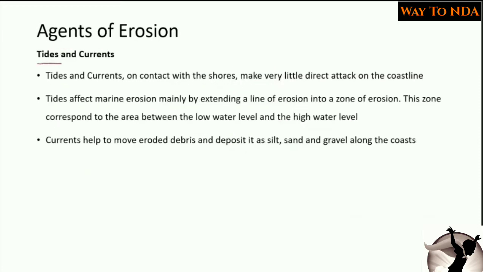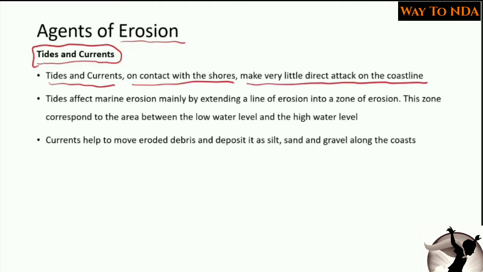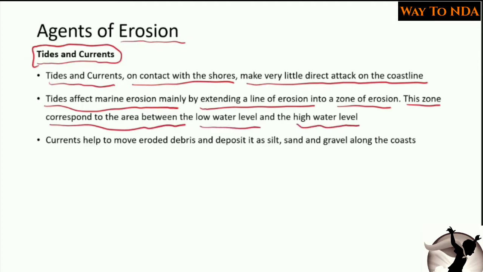Then next are tides and currents. Tides and currents are also agents of erosion. Tides and currents on contact with the shores make very little direct attack on the coastline. Tides affect marine erosion mainly by extending a line of erosion into a zone of erosion. This zone corresponds to the area between the low water level and the high water level. And currents help to move eroded debris and deposit it as silt, sand and gravel along the coasts.